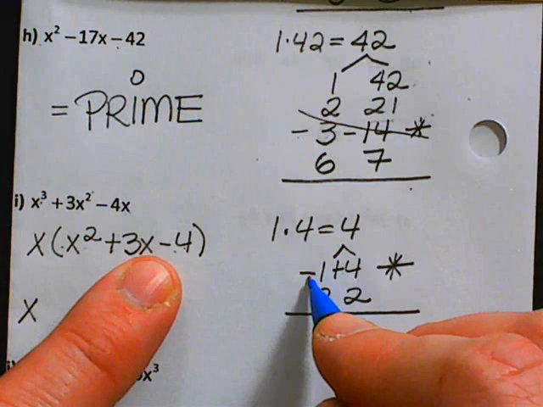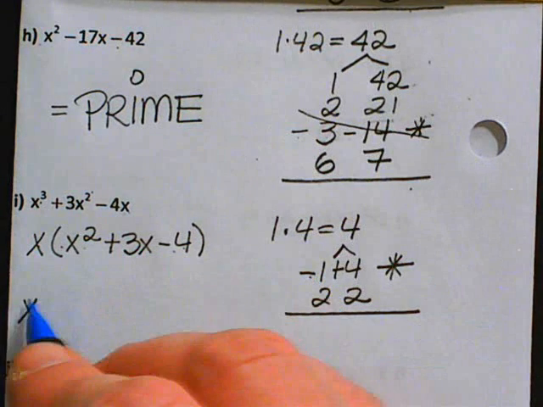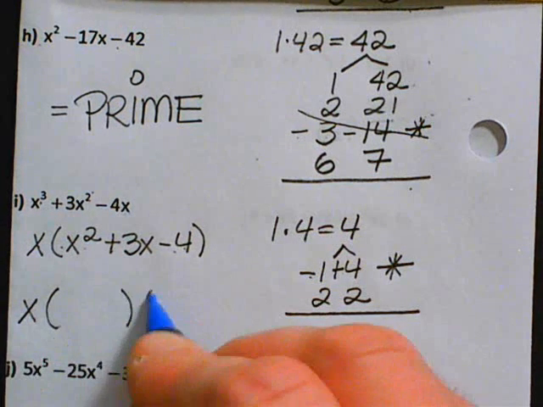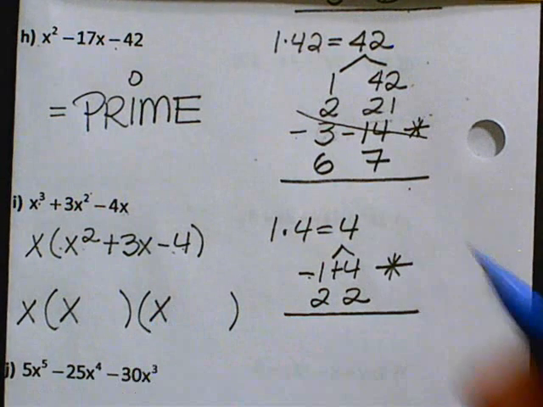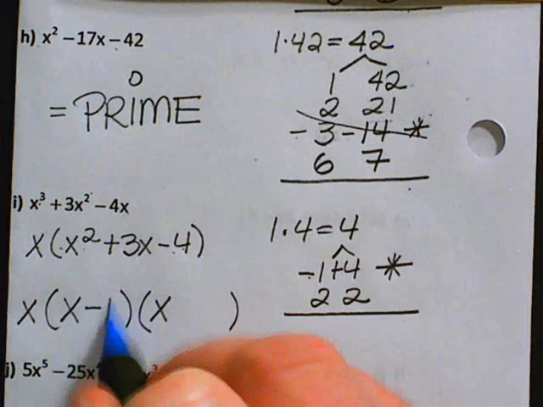So we open two sets of parentheses. We put x and x. Then we put negative 1, positive 4. So this is our factorization here.